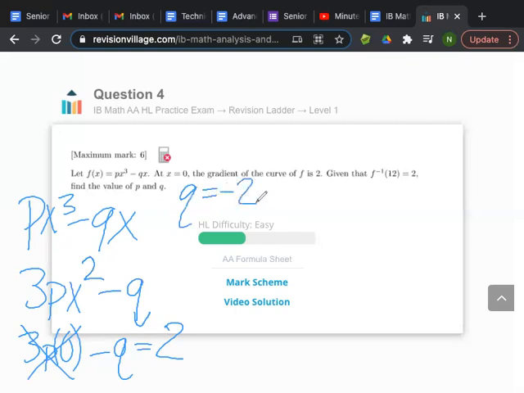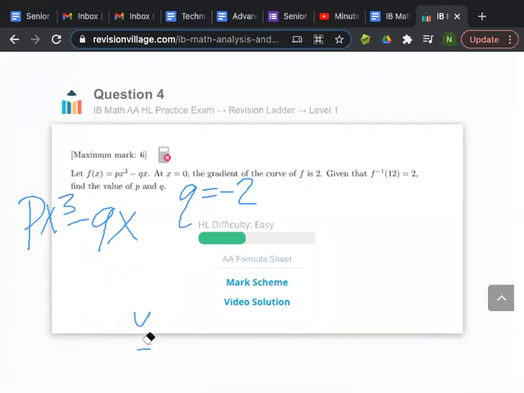Okay, we got one part of it. Yay! Okay, given that f inverse of 12 is equal to 2, what can I do with that information now? For f inverse, the x and y values switch. So what should I do, Leonard?